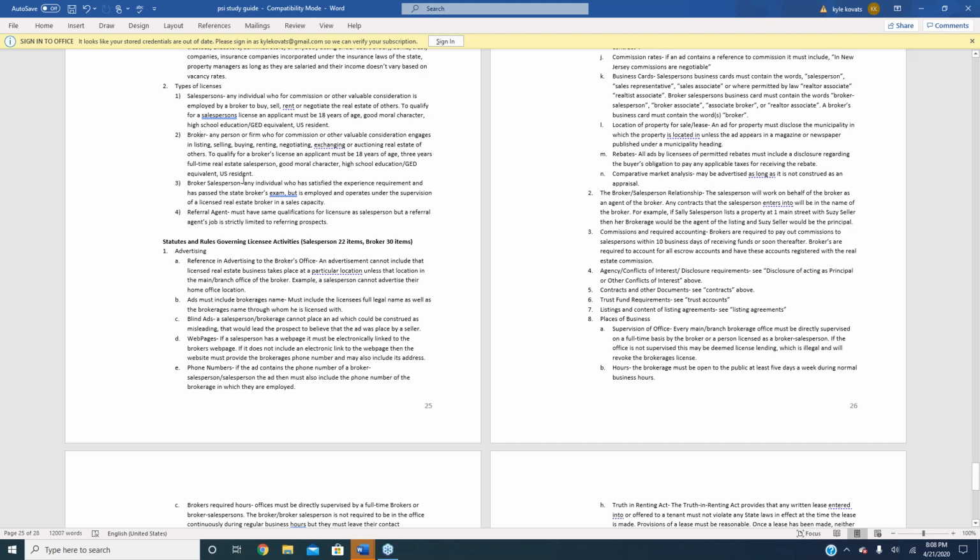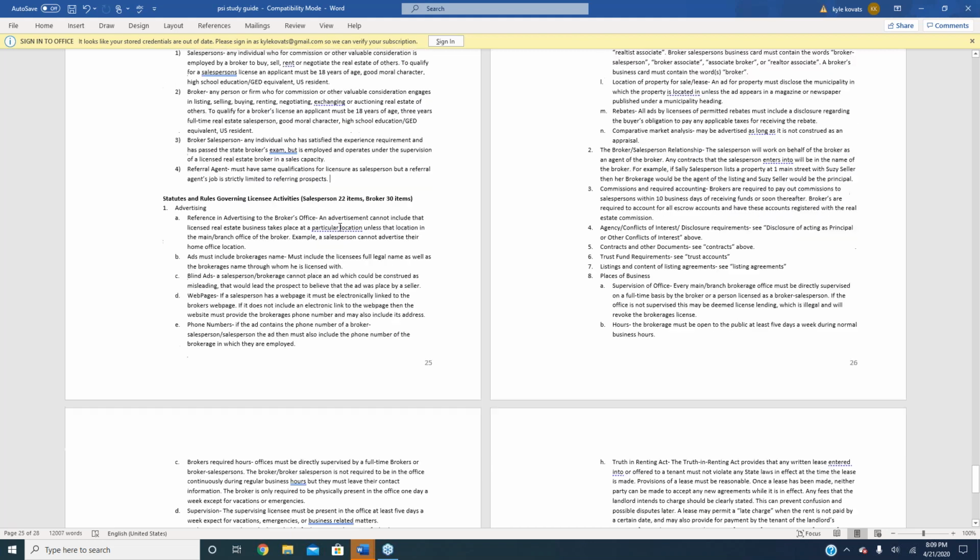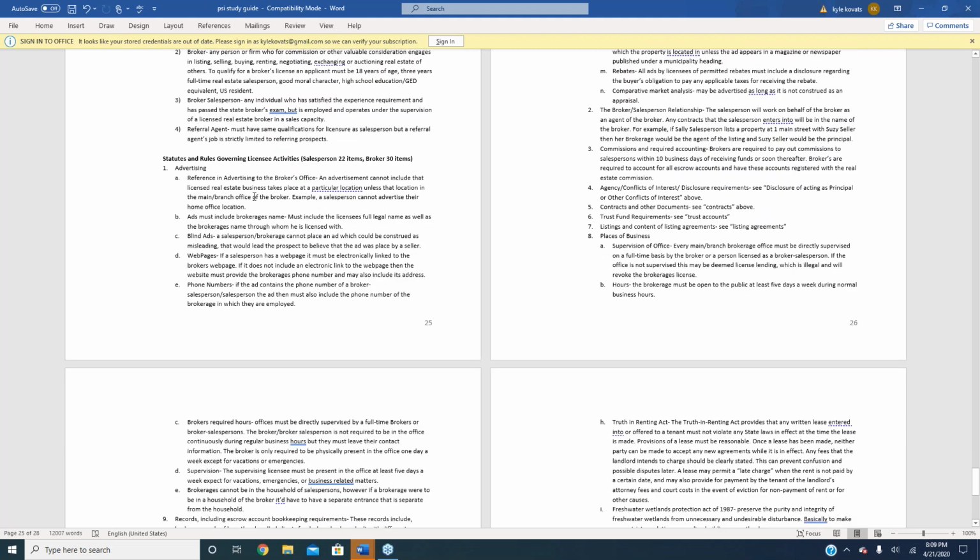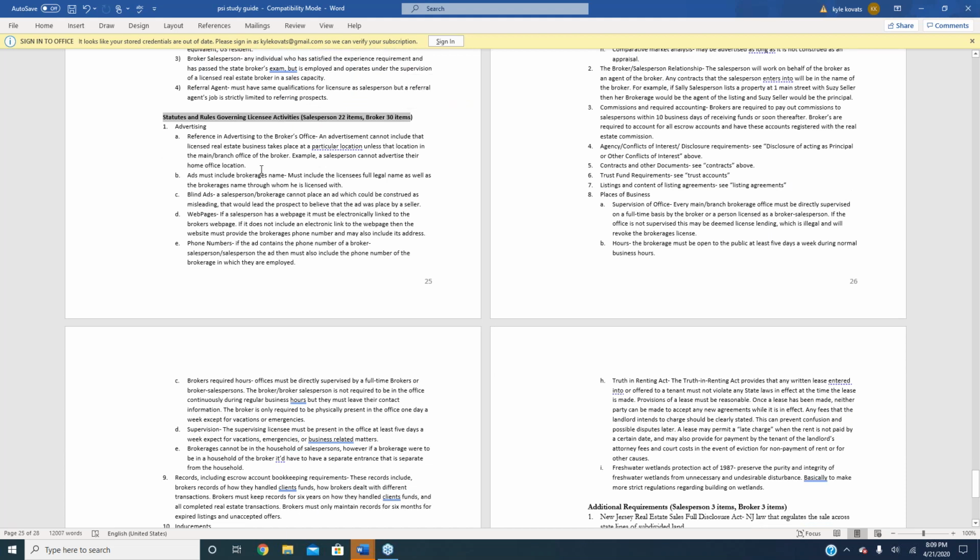A broker salesperson is somebody who's met all the requirements to be a broker. They've even gone as far as going back to real estate school, taking the brokerage school exam, the state exam, things like that. They're still operating in a salesperson's capacity. We call them a broker salesperson. And then a referral agent, don't worry about that. They took that out.